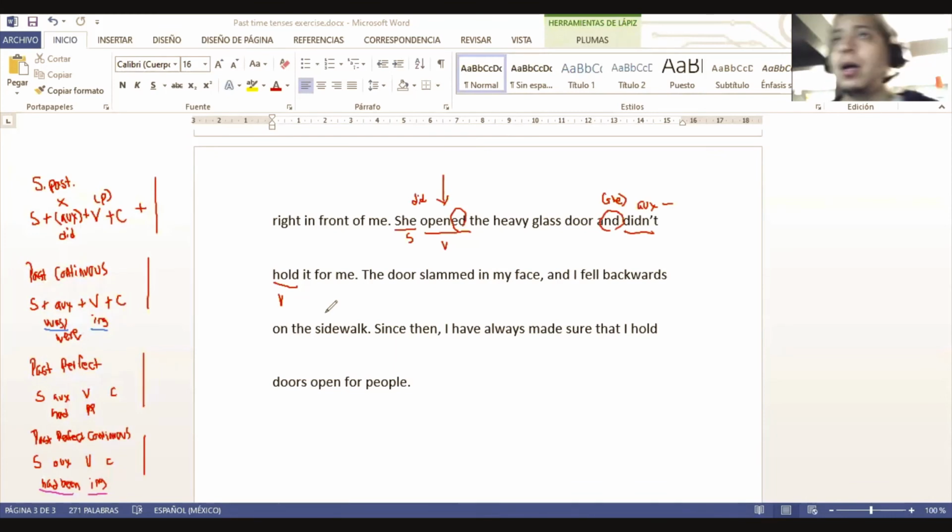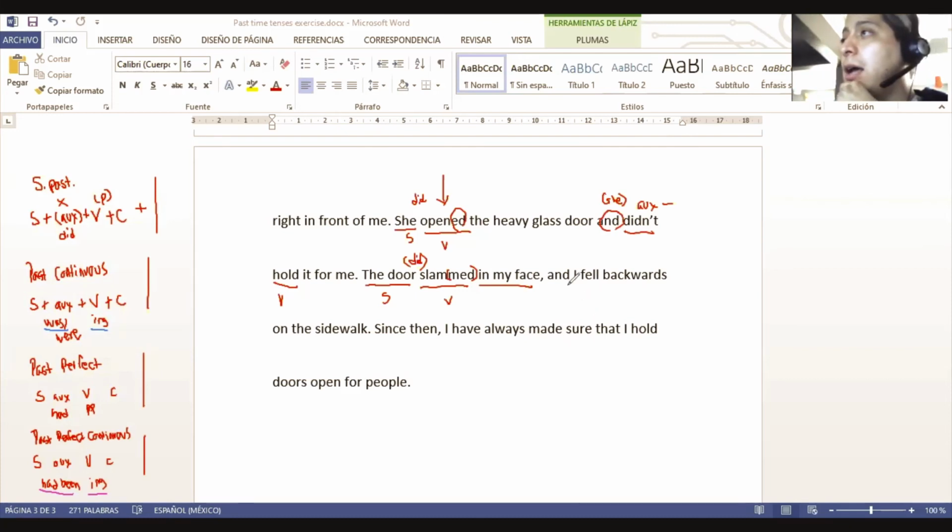the door, and she didn't hold it. She just kept going. She didn't stop. The door, subject, slammed, verb. The auxiliary is did. We never use it in affirmative statements. And the verb is in the past. So the door slammed in my face. Again, slamming is when you close something with a lot of force. So when the door slams in your face, it means that it hits you in the face. Like the door, she didn't hold it. So the door went back and it hit him in the face.